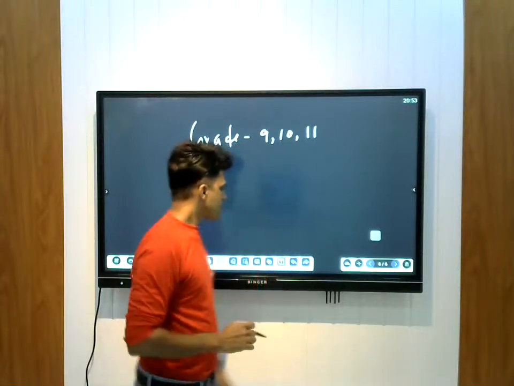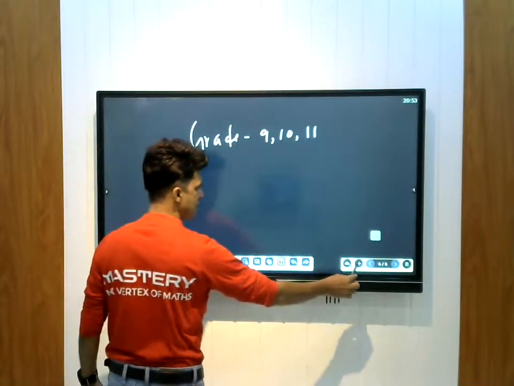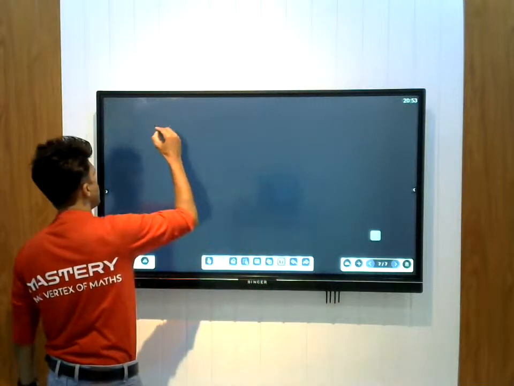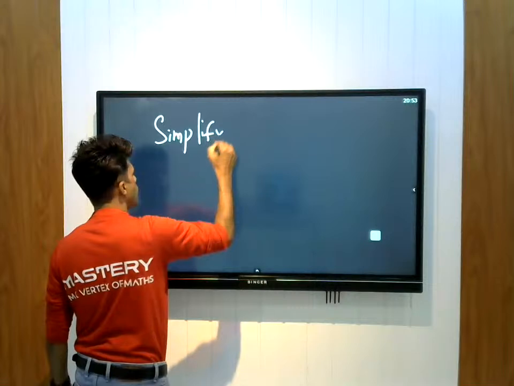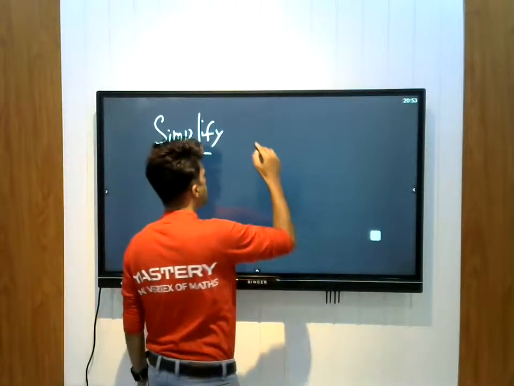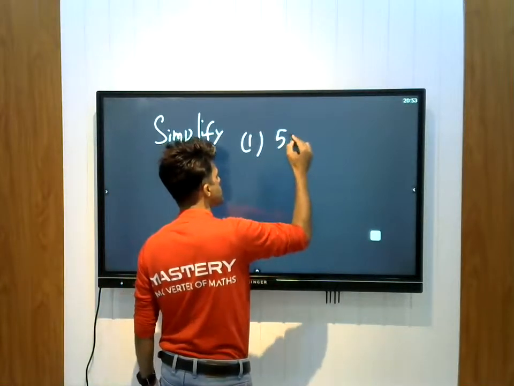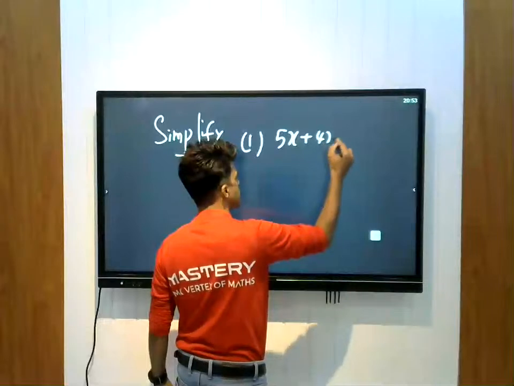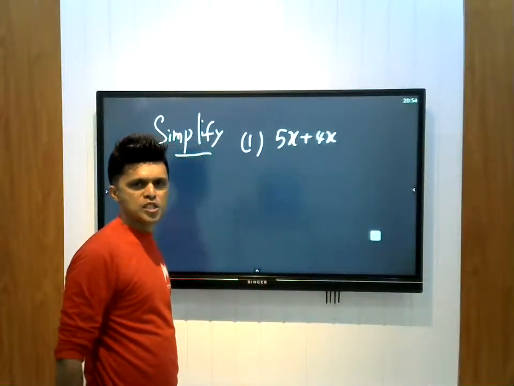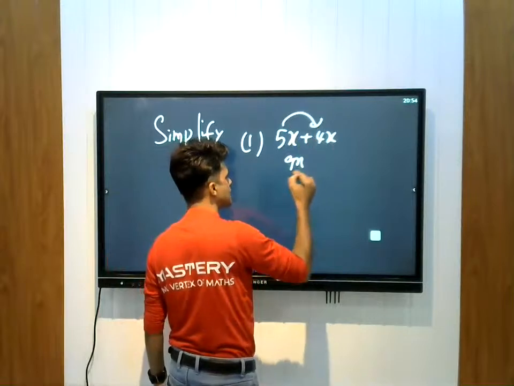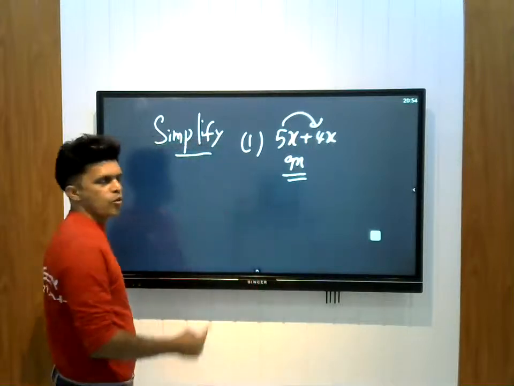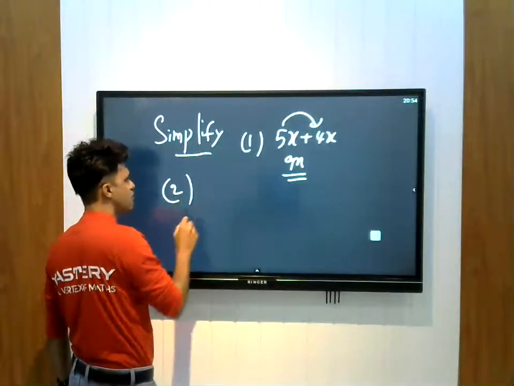Anyway, now how can you simplify this type of one? 5x plus 4x. How can you do this? 5 plus 4 is 9, then 9x. The answer is 9x.